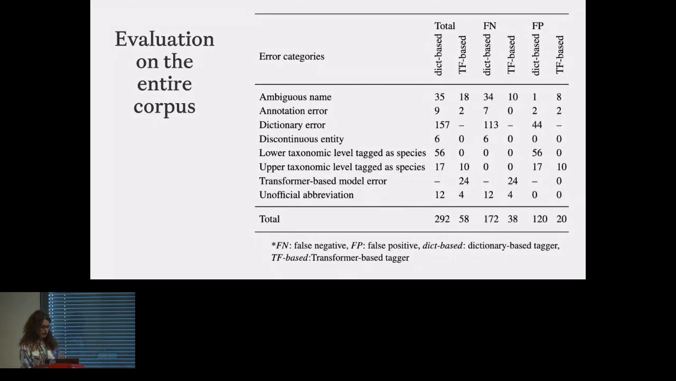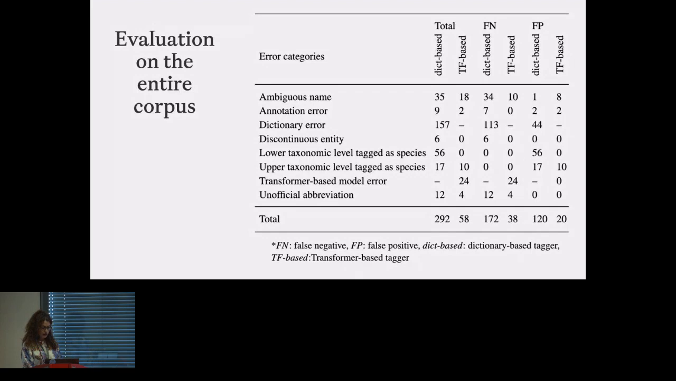And then we have other interesting things that show up only for the dictionary-based method, and this also makes sense. The discontinuous entities, we are not detecting those. And also unofficial abbreviations. Of course, the deep learning-based method can find them, the dictionary-based method cannot. And both methods have issues with ambiguous names. It seems to be also the main problem for the transformer-based model. So things like bees, which can be both family and species, they cannot detect them.